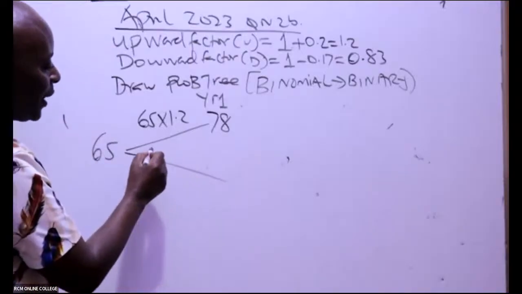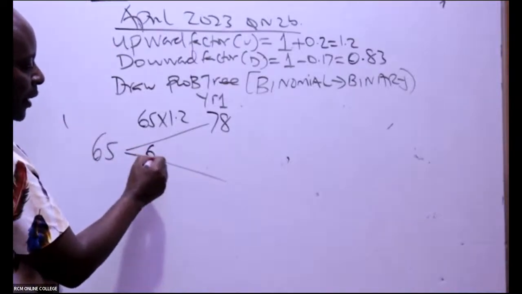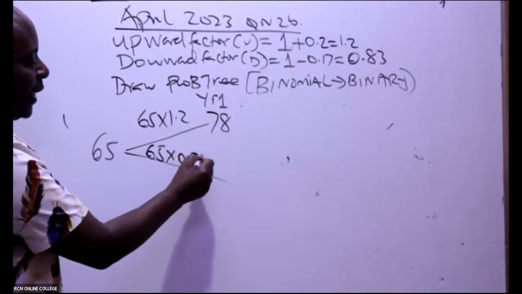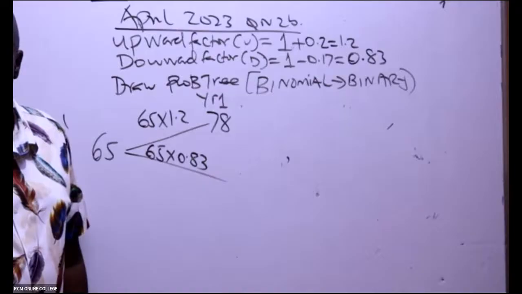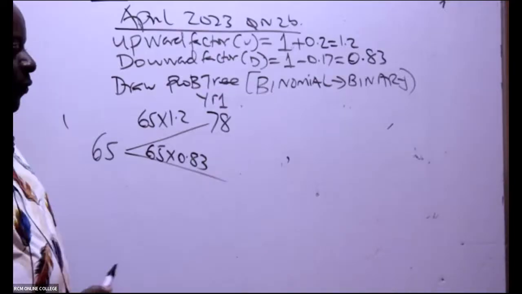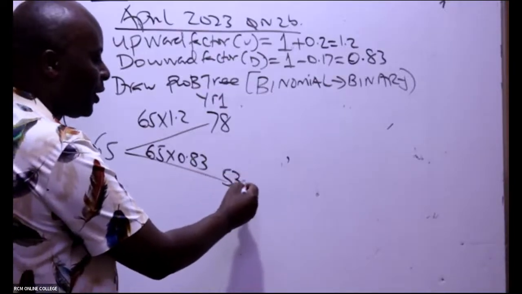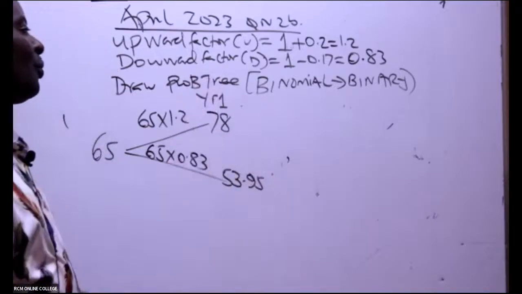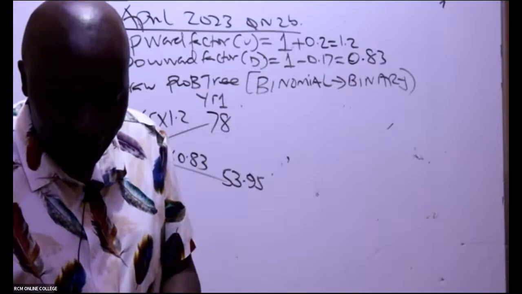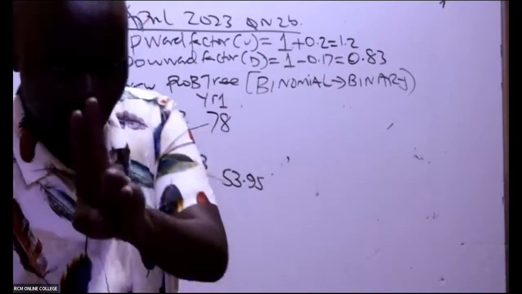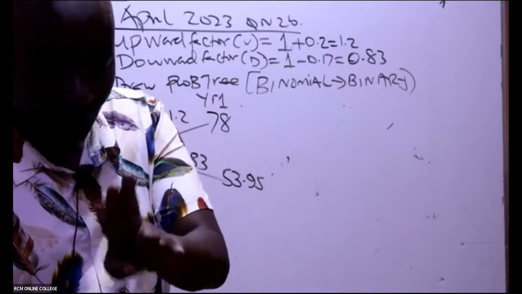And then should it go down, it will be 65 times 0.83. Can somebody give me this figure? 53.95, right? 53.95. Thank you so much. So that is the end of year 1. Remember, they have told us to use what here? Two periods, to use 2 periods.